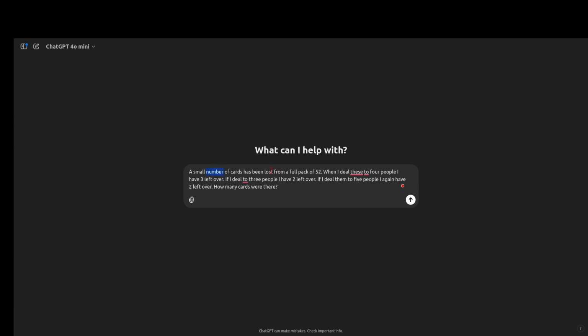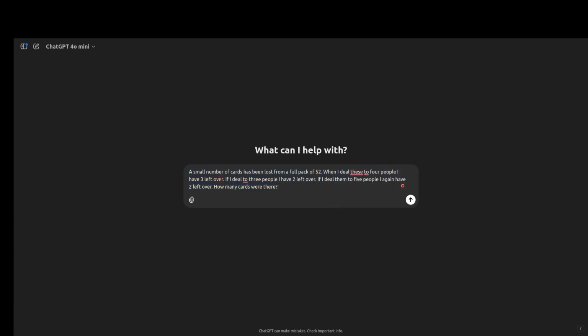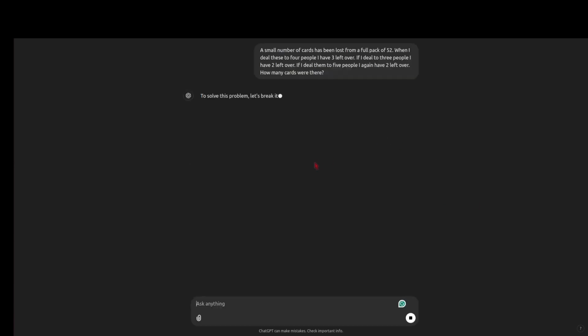A small number of cards has been lost from a full pack of 52. When I deal those to 4 people, I have 3 left over. If I deal to 3 people, I have 2 left over, and if I deal them to 5 people, I again have 2 left over. How many cards were there? I'm going to ask this first to ChatGPT, and the answer is 47. So let's find out how it reasons and comes up with this answer.